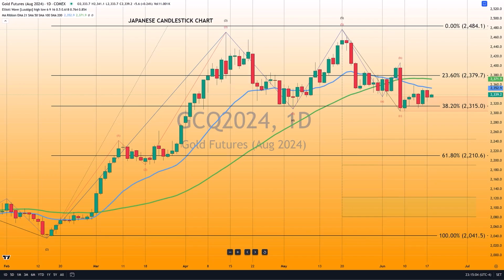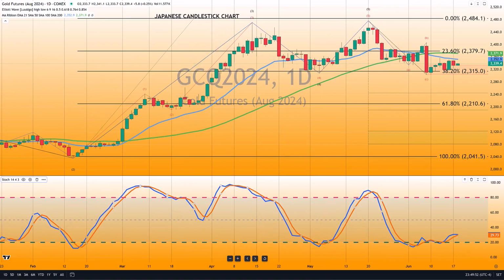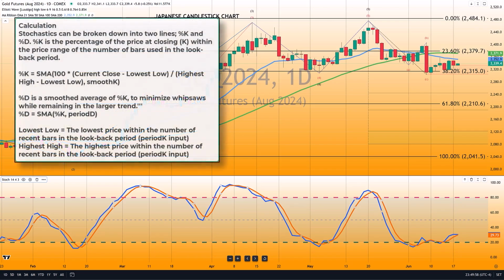To answer that question, we will present a couple of studies to clarify what could unfold. The first study that we will present is the stochastic indicator or oscillator, which looks at closing price and compares it to the highest high or the lowest low over a period of time. The stochastic oscillator is a range-bound momentum indicator consisting of two lines that move between 0 and 100.